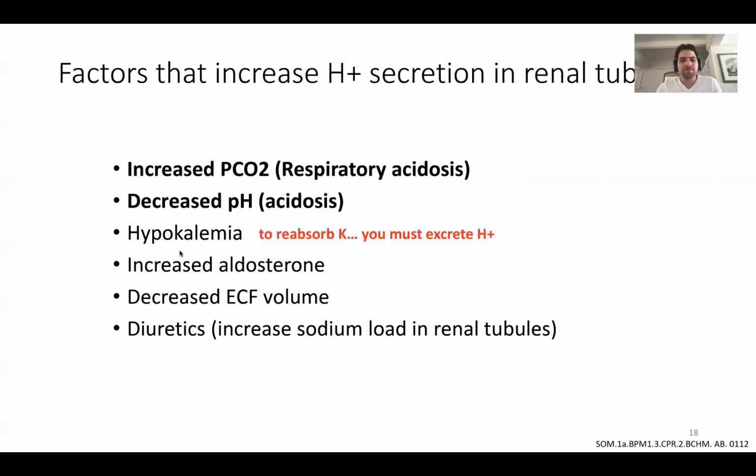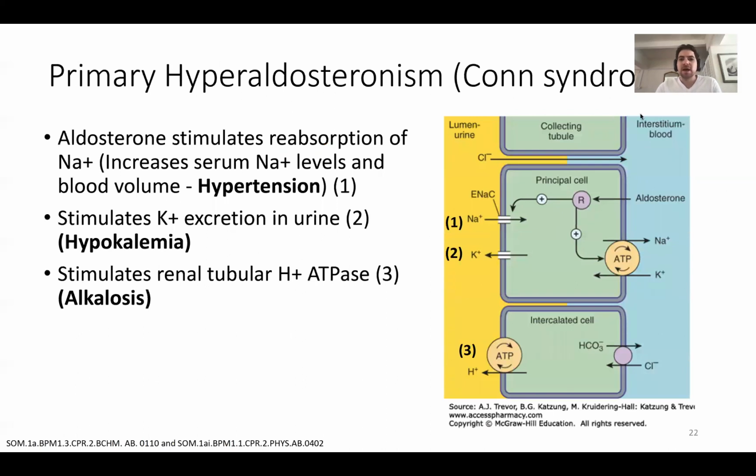Okay, we talked about this. This is that paradoxical aciduria. If you have hypokalemia, that's because you're getting rid of potassium. The only way to bring that back is to get rid of hydrogens, okay? Now, this is what we were saying.